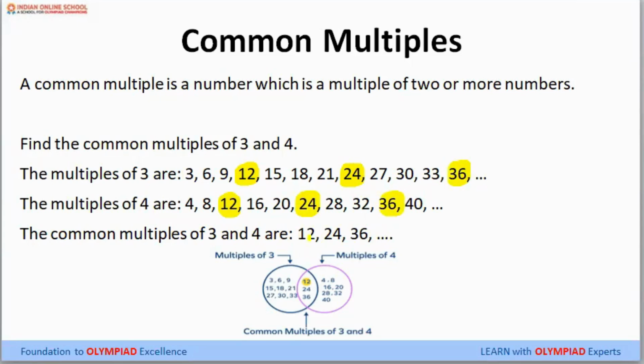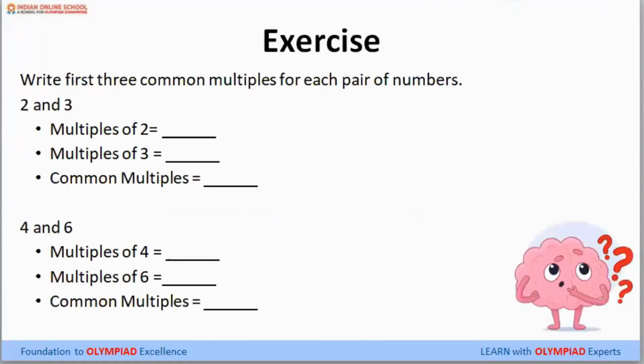So what are the common multiples that come in the table of both the numbers? They are known as common multiples. Understood? For the full form of LCM, we have learned least common multiple. We have already learned about multiples and common multiples. Now we need to learn about least common multiple. Now, how to figure out the least common multiple? Before that, we will do this exercise.